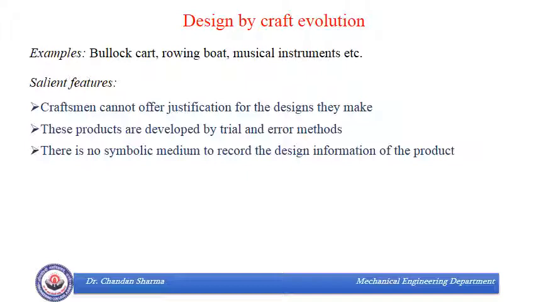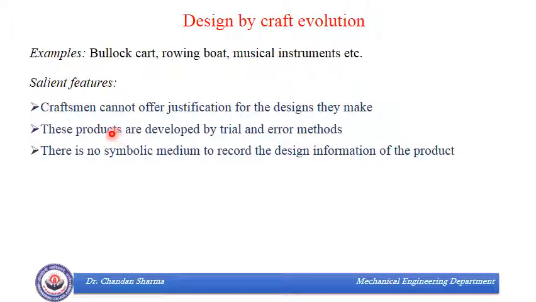The common thing about these is no drawings are prepared, nothing is being marked. The designer is only limited to what he has seen or what his imagination is about the instrument or the equipment, and he simply designs that. So a feature of this is craftsmen cannot offer justification for the design they make. Say bullock cart, he has made a wheel of the bullock cart, so he cannot offer justification why he has taken the size of the bullock cart wheel as something. There is no justification in this case.